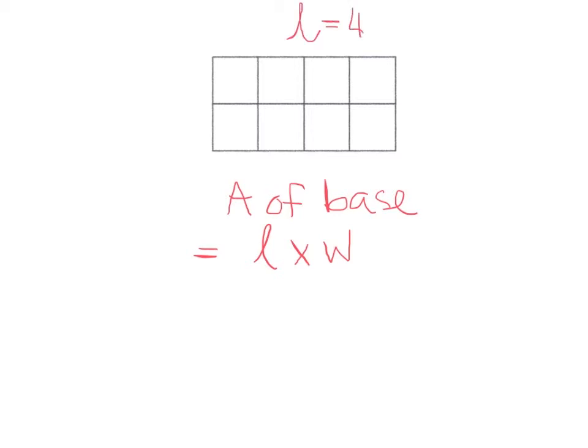This is the bird's eye view for our shape, so we can say that the area of the base is going to be equal to its length times its width. Well, the length of the shape is 4, and the width of the shape is 2. So the area of the base of the shape, 4 times 2, is equal to 8.